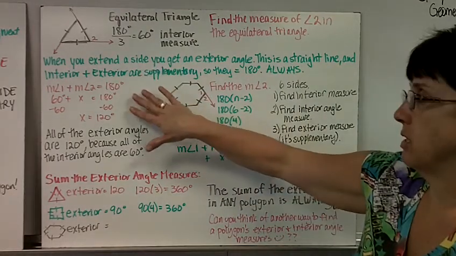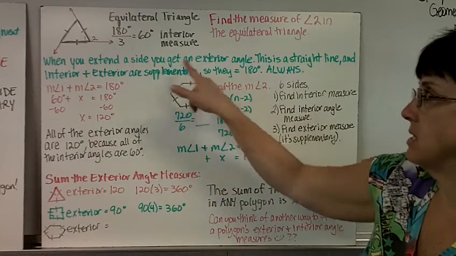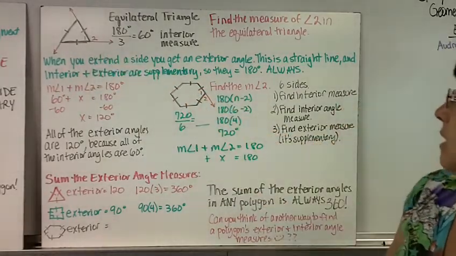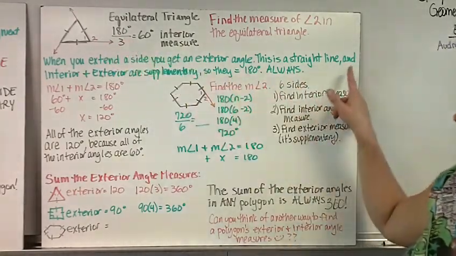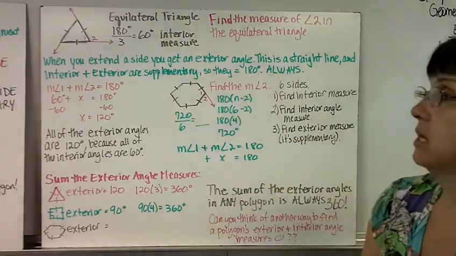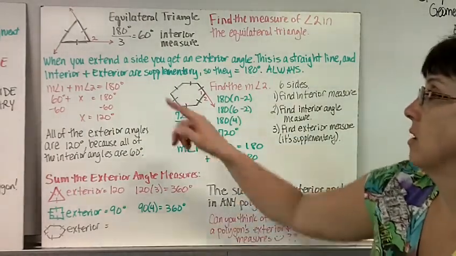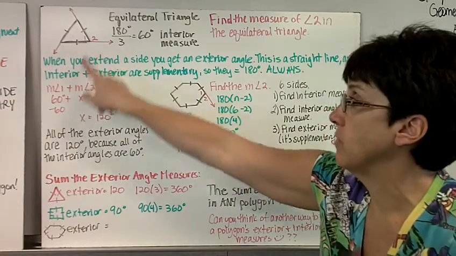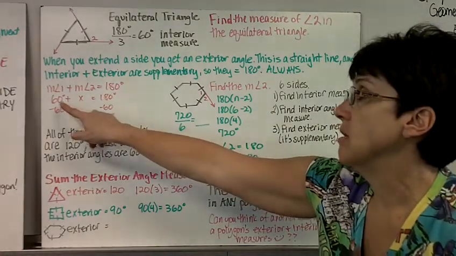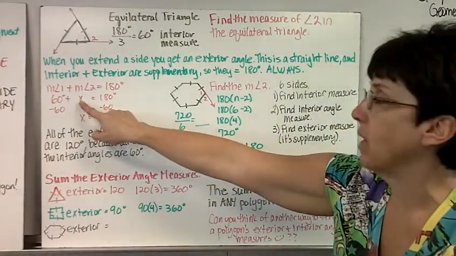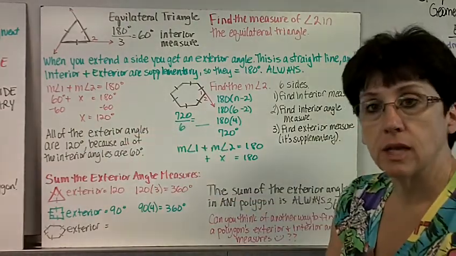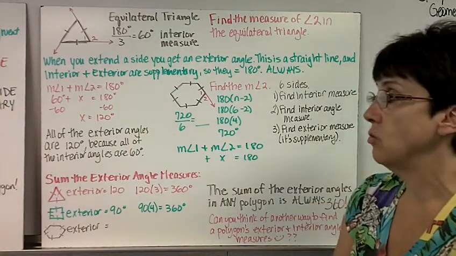Well, I wrote a little bit and then here I did the math. So when I extend a side, I get an exterior angle. So I just extended the side. I did it in red. And this is always a straight line, and the interior and exterior angles are supplementary, so they equal 180 degrees, always. So the measure of angle 1 plus the measure of angle 2 will give us the 180 degrees. Well, you know the interior is 60, so 60 plus, I'm going to substitute x now, equals 180 degrees. Subtract 60 from both sides, we get the exterior angle is 120 degrees.